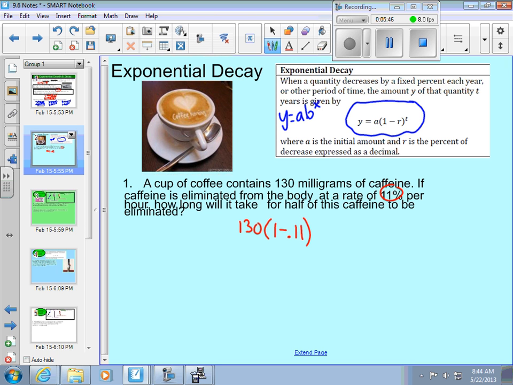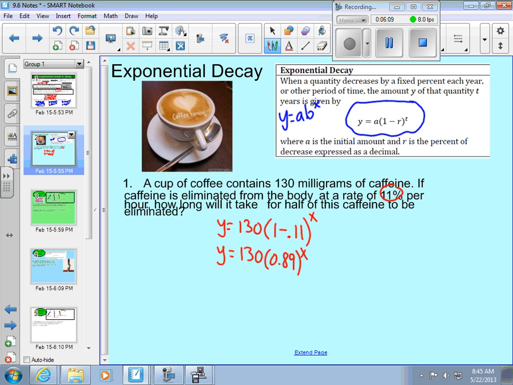And that would then tell us how long in hours. So we've got this equation. If you subtract 0.11 from 1, that would be 0.89. So that would be our multiplier in this problem. All right, so now let's answer the question.